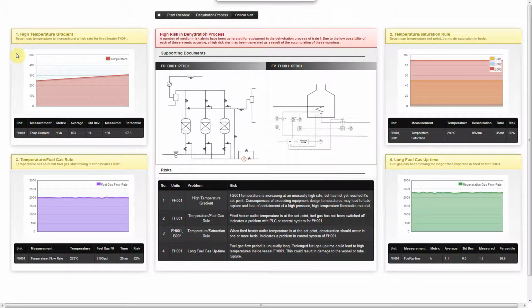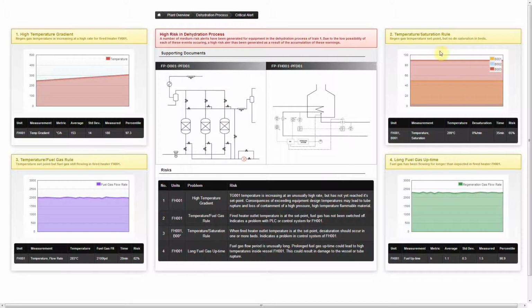We'll start on the left up here. So high temperature gradient. What this is saying is the regeneration gas temperature's gradient, or the temperature, is increasing at a higher rate than normal. So from all our past data, we can see that the average temperature gradient is 153 degrees Celsius per hour with a standard deviation of 14. But we actually measured 180, which puts it in the 97th percentile. So that's why that alert was generated. Next, we have a rule-based alert.